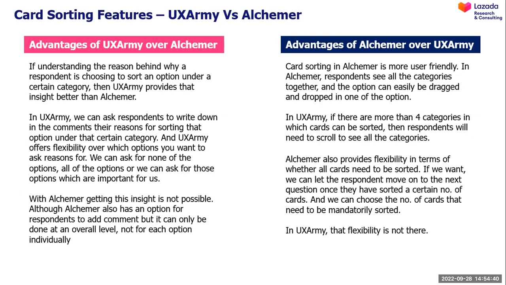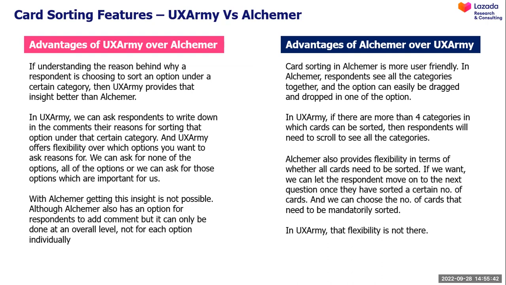The other advantage that Alchemer provides is the flexibility in the number of cards that a respondent needs to sort before he or she can move on to the next question. Now, at the very beginning of the presentation, Uswah had said that you can even have 60, 70 cards, right? Now think from the perspective of a respondent, how tedious it can be to sort 50 or 60 cards, especially if we don't even give them the option to move on to the next question. If they are sorting, let's say, 10 cards and they are already bored, but they can't move on because we are not giving them that option.